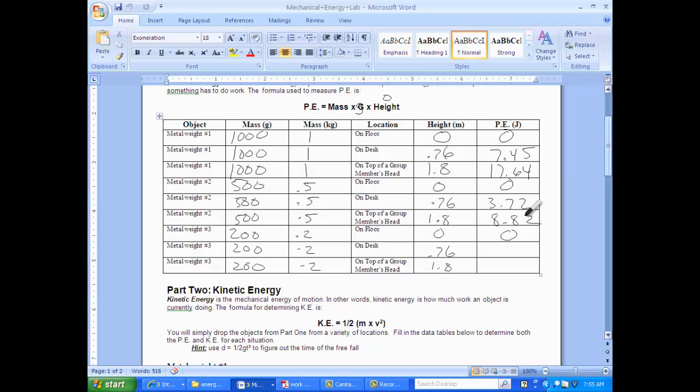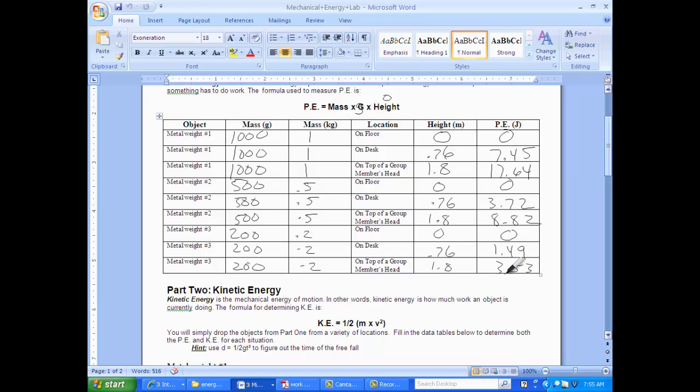And then finally, the last bit here, we're down now to a 0.2 mass. So 0.2 times 9.8 times 0.76 comes out to be about 1.49. And then the last potential energy here, 0.2 times 9.8 times 1.8, comes out to be about 3.53.